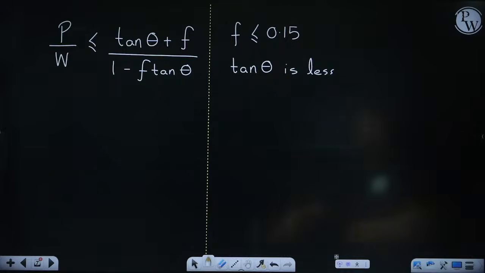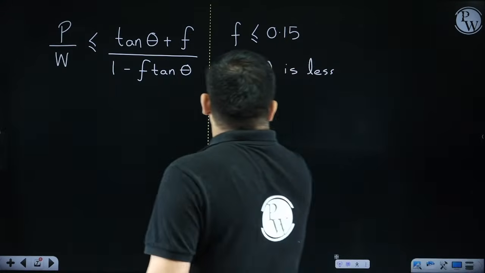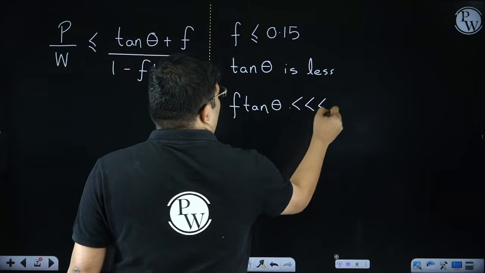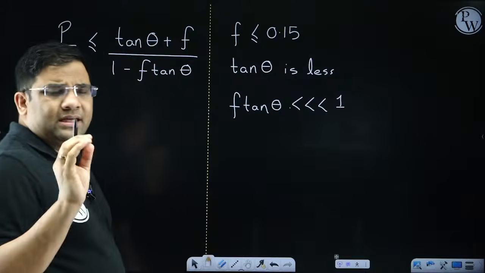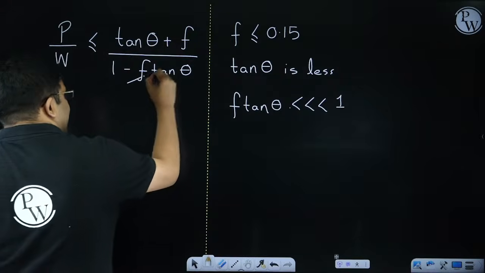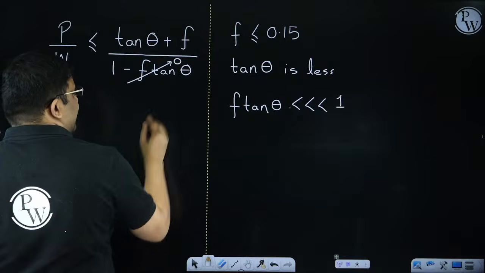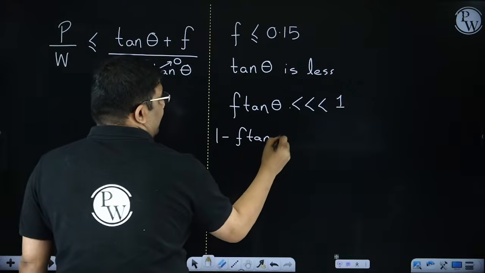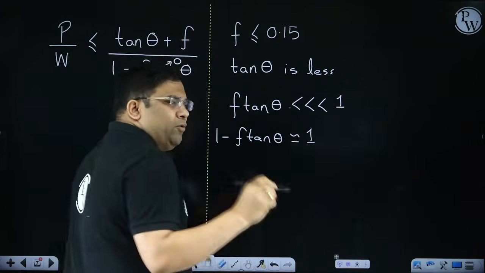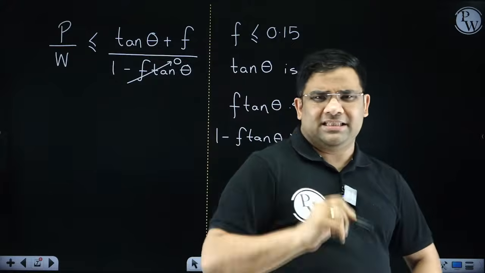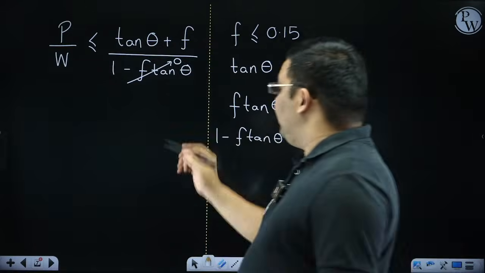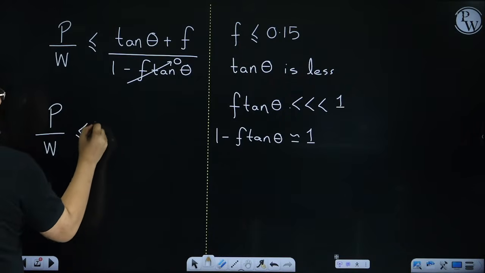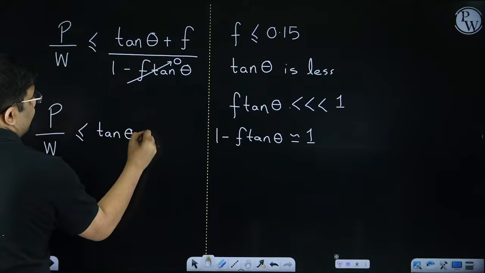So since F is less and tan theta is less, when you multiply F tan theta, that will come very, very small compared to 1. So I can ignore this. Why? Because 1 minus F tan theta will come very close to 1 only. It will be 0.9997 or 0.9987, that is almost equal to 1. So this equation changes to P by W less than or equal to tan theta plus F.